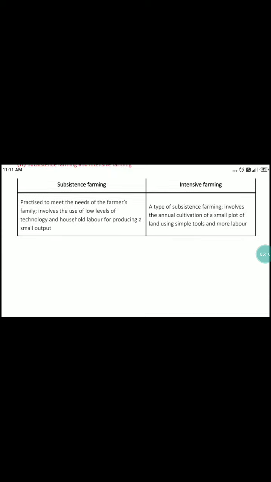Now, the last question is related to subsistence farming and intensive farming. Subsistence farming is farming in which the farmer mainly grows crops for their family, and in intensive farming the farmer does cultivation of a small plot of land using simple tools and more labor. First we have to understand the meaning of subsistence farming, then intensive farming. Practice to meet the need of the farmer family involves the use of a low level of technology and household labor for producing a small output.